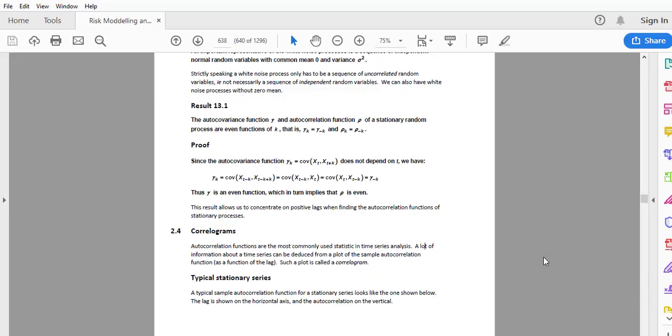Okay, so the next thing we discuss are called correlograms. What is a correlogram? This is a plot of the autocorrelation function against different lags. Now, what is the purpose of this? In real life, when we try to fit a particular process to a time series model, the first step is to check whether that process is a stationary time series or not. In order to check that, we draw correlograms.